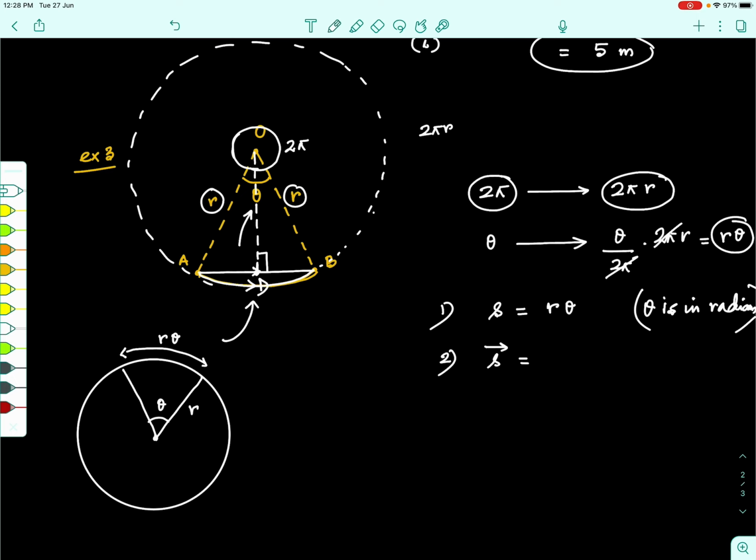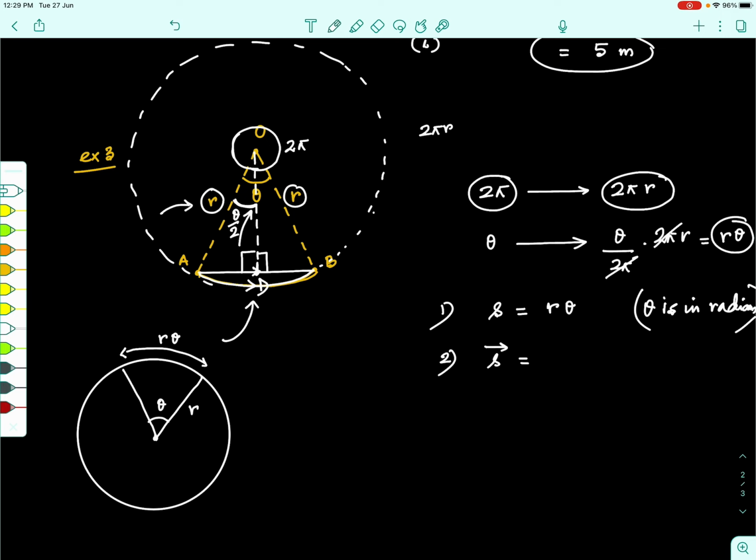To find out the length AD, we can observe that this triangle that we have, OAD, is a right angle triangle over here, and in this right angle triangle, we already know the length of the hypotenuse, which is nothing but the radius r, and we know the angle that this triangle has, one of the angles which is here theta by 2, half of the total angle that the arc was subtending, right?